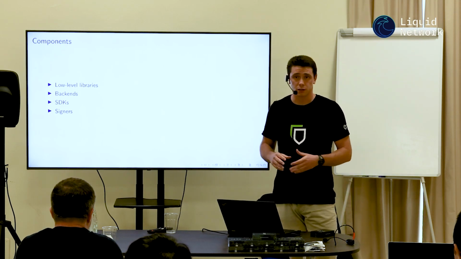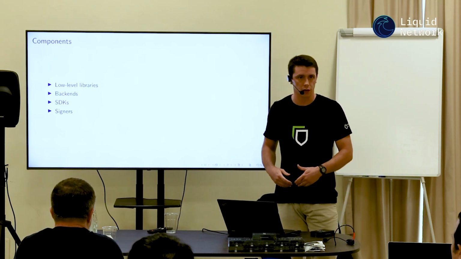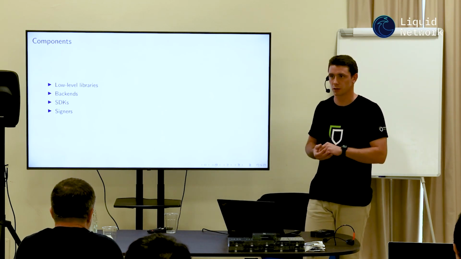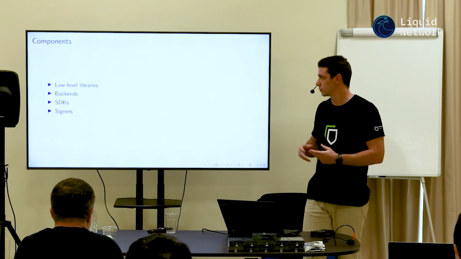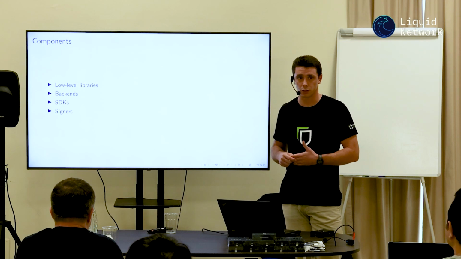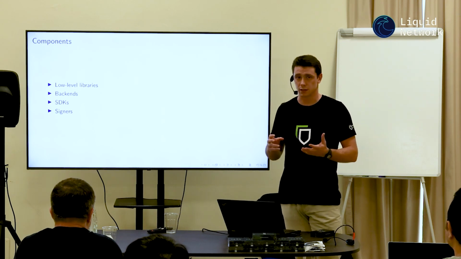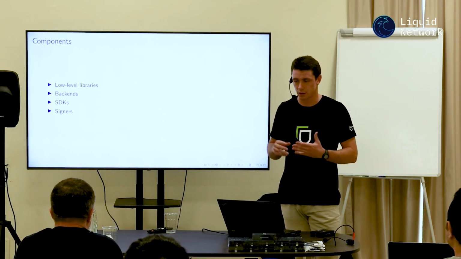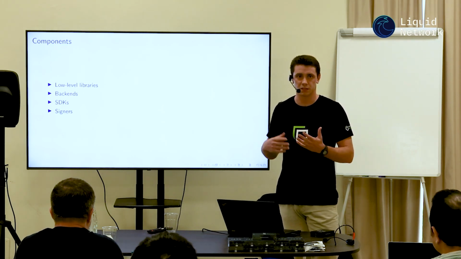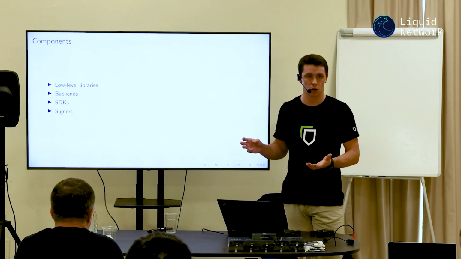Finally, we'll see signers. So how do you get the transaction signed? You try to keep that logic separate because the signing part is the delicate part. In Liquid, very similarly to how we do it in Bitcoin, the assets that you own are bearer assets. So basically, if you mismanage the key, then the asset is lost.